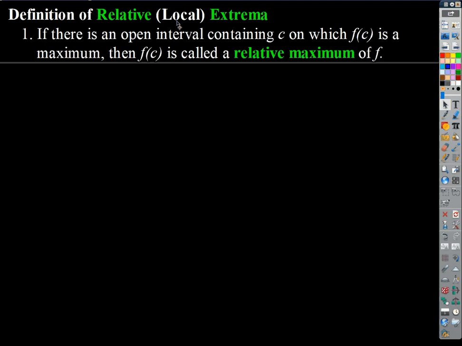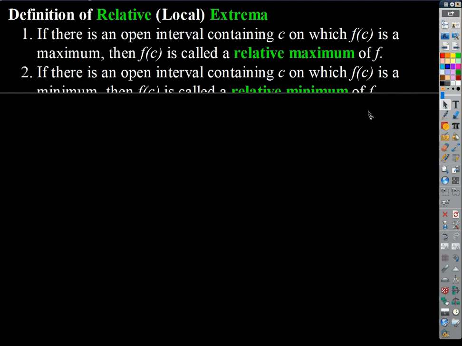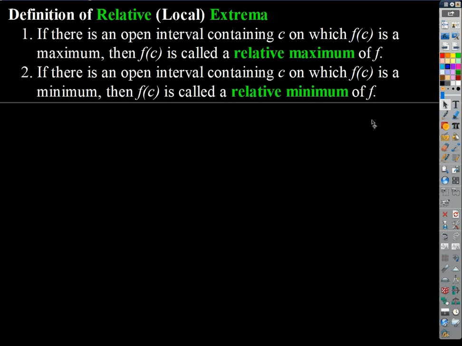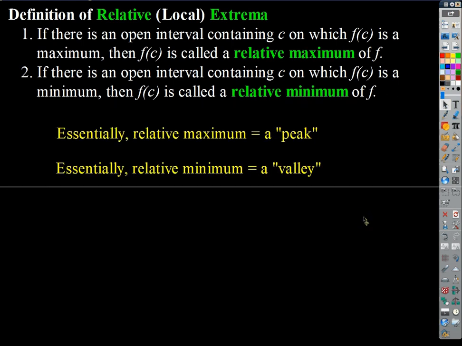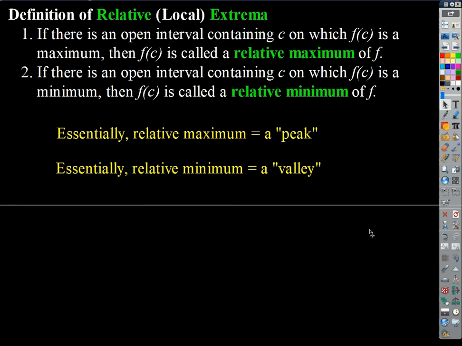Does it have to be the highest peak? No. It has to be a peak. Relative to the places around it, it's the highest. In other words, if we're using our ant analogy, if an ant walks to the left or the right on the function, he's going to end up at places lower than he was. Isn't that the definition of a peak? So if there's an open interval in which f of c is the minimum, then it's a relative minimum. What's that going to look like? A valley. Essentially, a relative maximum is a peak, and a relative minimum is a valley.